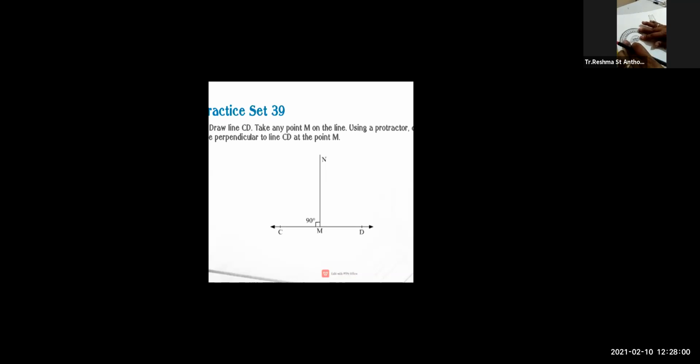Properly you have to take 90°. Then you have to draw a line. This is also 90°. So here line M is perpendicular to segment CD. Line M is perpendicular to CD. So here also you have to give a name. I am giving the name N. Each and every point should have a name.